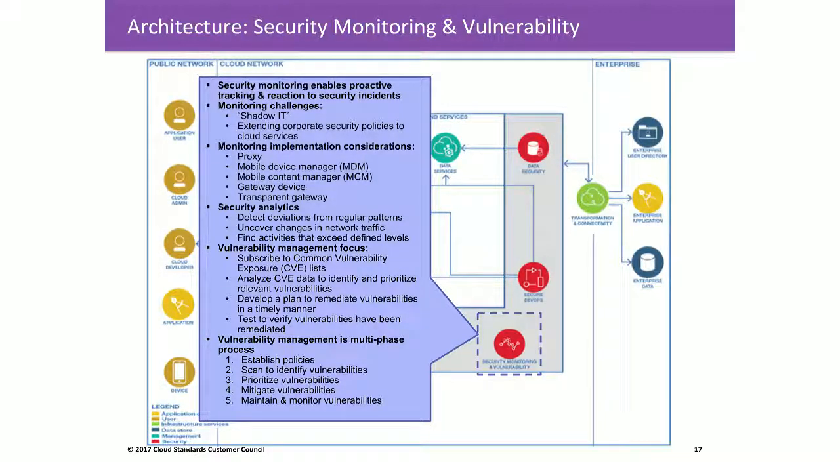Obviously, vulnerability management is a multi-phase process. It requires enterprises to first establish policies surrounding vulnerability management, then develop the tools and processes to scan, prioritize, and mitigate those vulnerabilities. Lastly, it is important to always maintain and monitor those vulnerabilities.